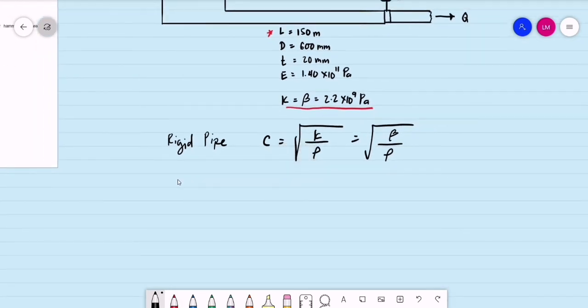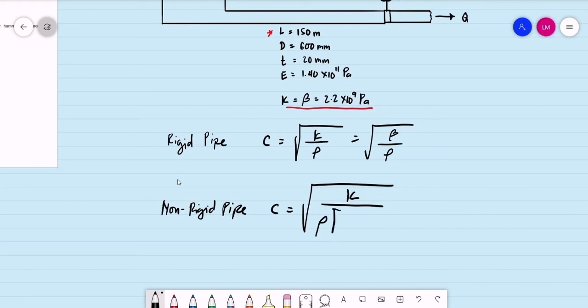Yung isang case naman is yung the non-rigid pipe. Kapag non-rigid pipe, the equivalent ng celerity is equal to the square root of the bulk modulus of water divided by the density of water, multiplied by 1 plus the pipe diameter times the bulk modulus of water divided by the modulus of elasticity of the pipe times the thickness.